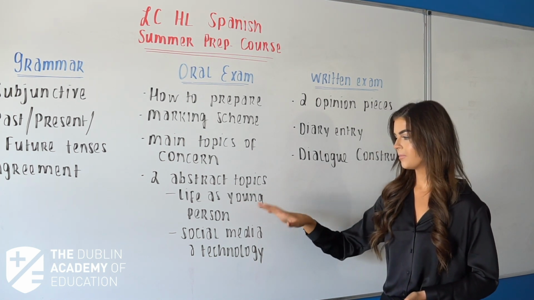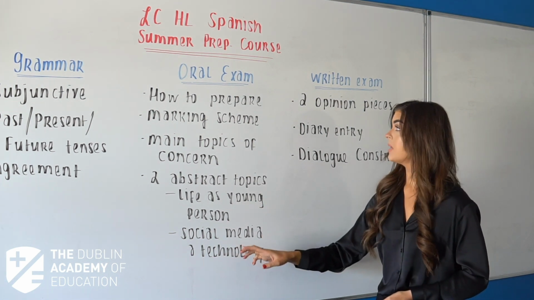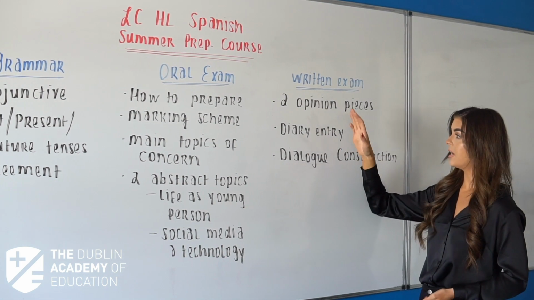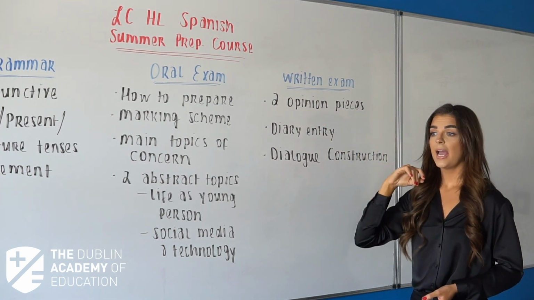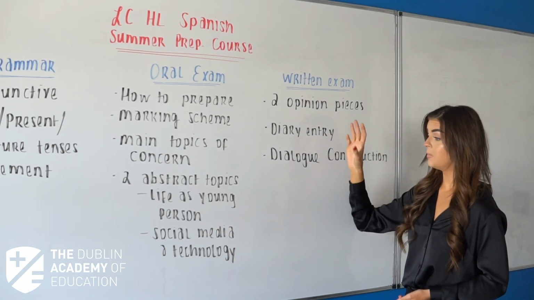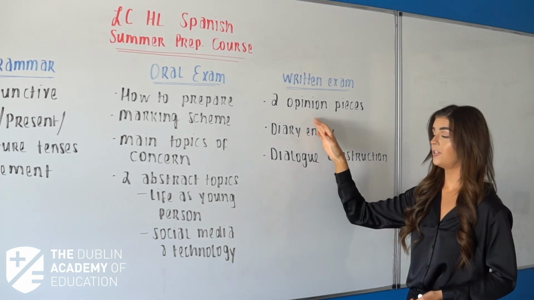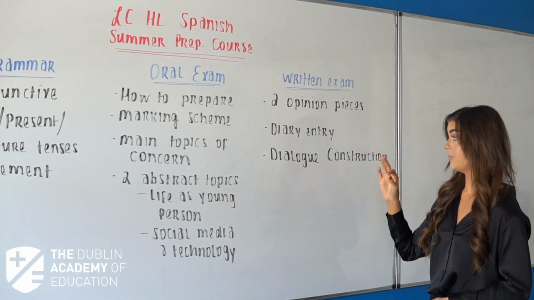So we're going to have a look at the idea of life as a young person and social media and technology. That's then going to link us into our opinion piece titles that we're going to be looking at. We're going to think about the whole idea of health and technology for our written exam, and between these 2 answers and our 2 opinion pieces, you're going to have a huge amount of work done before you go into 5th or 6th year, which is perfect.